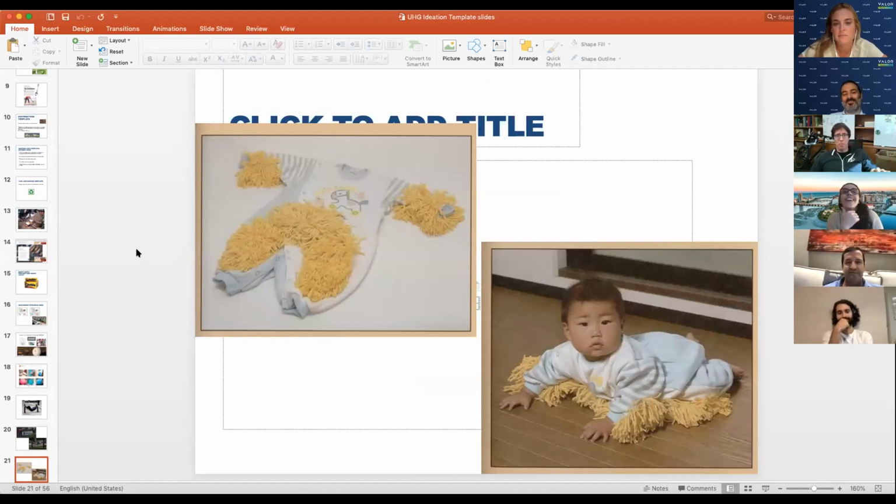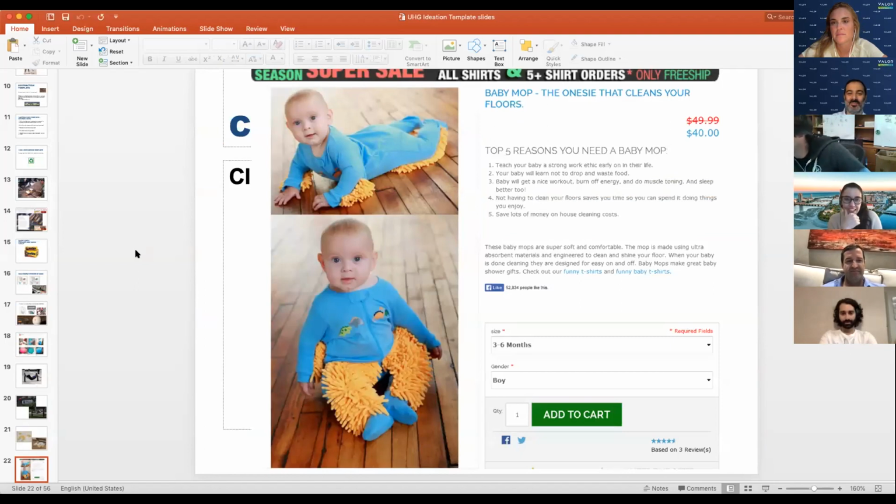This is one of my favorite examples. This is called the baby mop. Again, two tasks, one resource. Jimmy's crawling anyway, why not clean the floors? Baby mop, the onesie that cleans your floors. Top five reasons you need a baby mop. One, teach your baby a strong work ethic early on in their life. Two, your baby will learn not to drop and waste food. Three, baby will get a nice workout, burn off energy, do muscle toning, and sleep better. Four, not having to clean your floors saves you time so you can spend it doing things you enjoy. Five, save lots of money on house cleaning costs. Voila, the baby mop, two tasks, one resource.